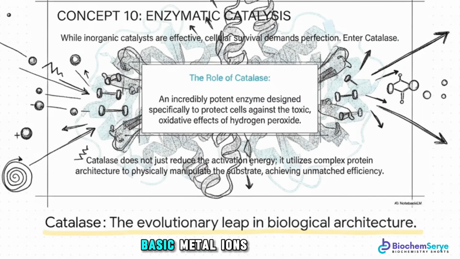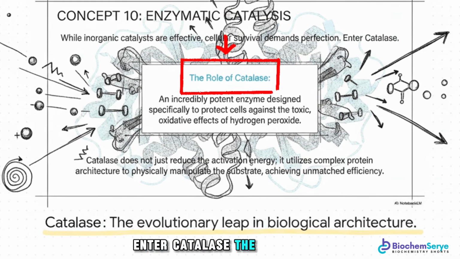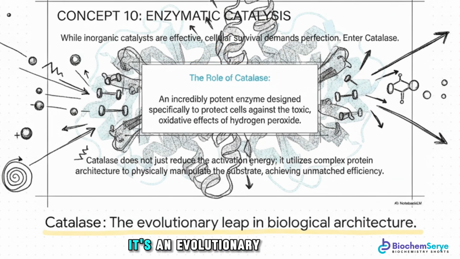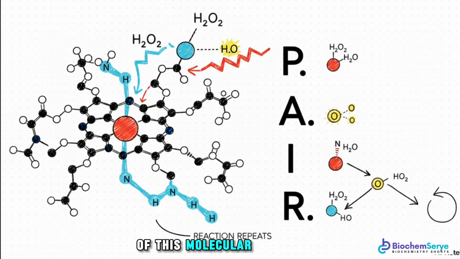But listen, while basic metal ions are great, the chaotic environment of a living cell demands absolute kinetic perfection. Enter Catalase, the ultimate biological upgrade. This isn't just about simple chemical bouncing around. It's an evolutionary leap in biological architecture. Catalase utilizes a massive, intricately folded three-dimensional protein structure to actively grab and forcefully manipulate the toxic substrate. It orients it perfectly to force the chemical reaction forward at an unmatched, incredibly accelerated pace. And the heart of this molecular machine is its precisely coordinated heme group.